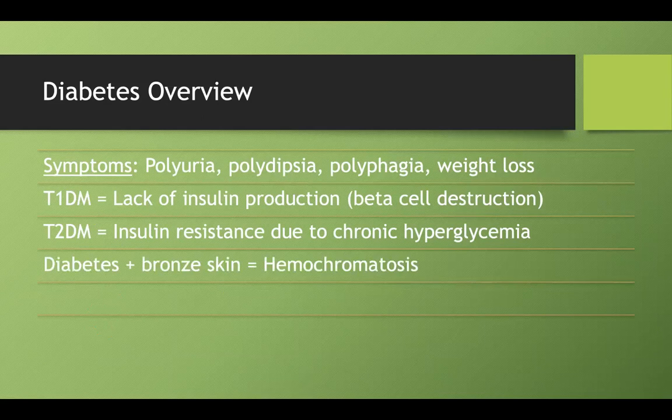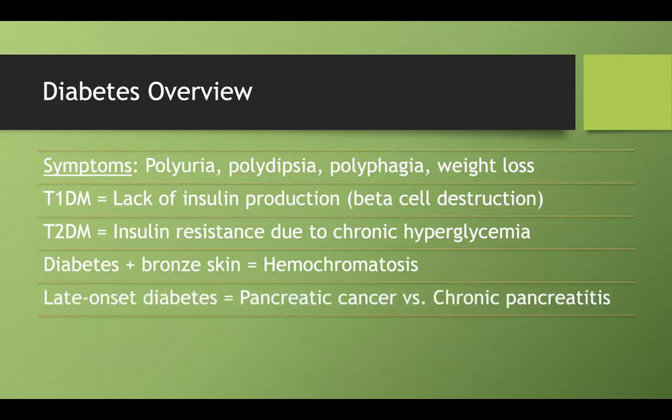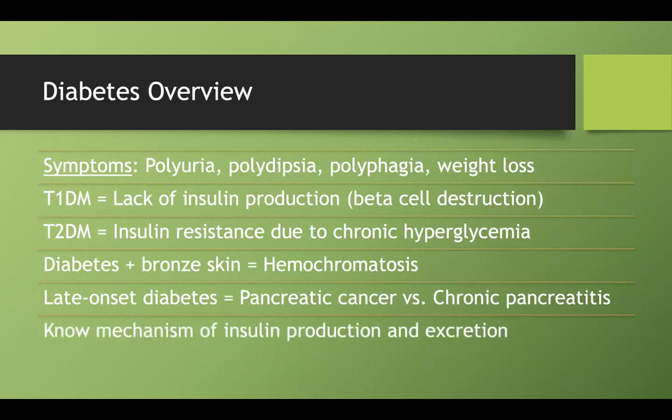Some nice pearls that you should realize: if you ever have somebody with diabetes and bronze skin, I want you to consider hemochromatosis. If you ever see somebody with late onset diabetes, I'd start thinking about a primary pancreatic disorder like pancreatic cancer or chronic pancreatitis.